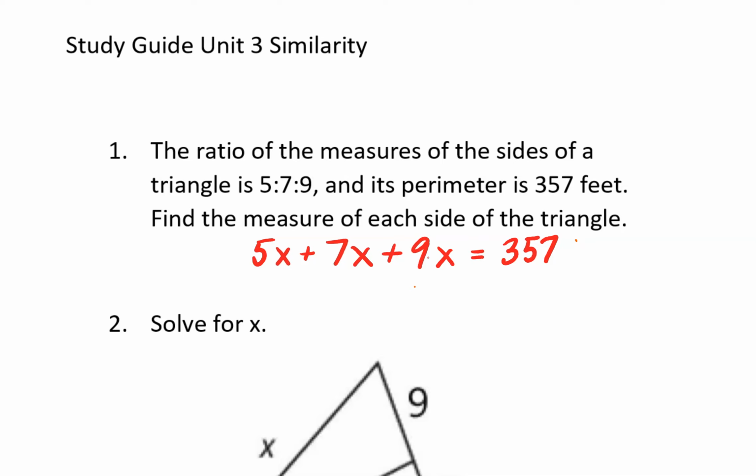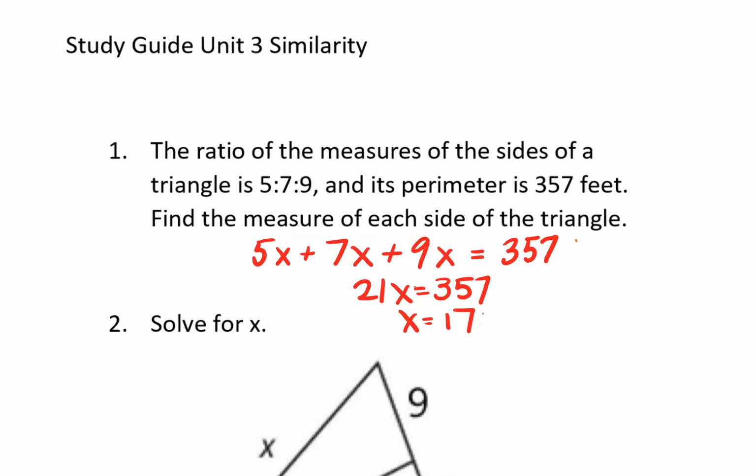So I'm going to just simply add this together. 7, 8, and 12. And 9 is 21. X equals 357. And then I need to divide 357 divided by 21. And X would equal 17.